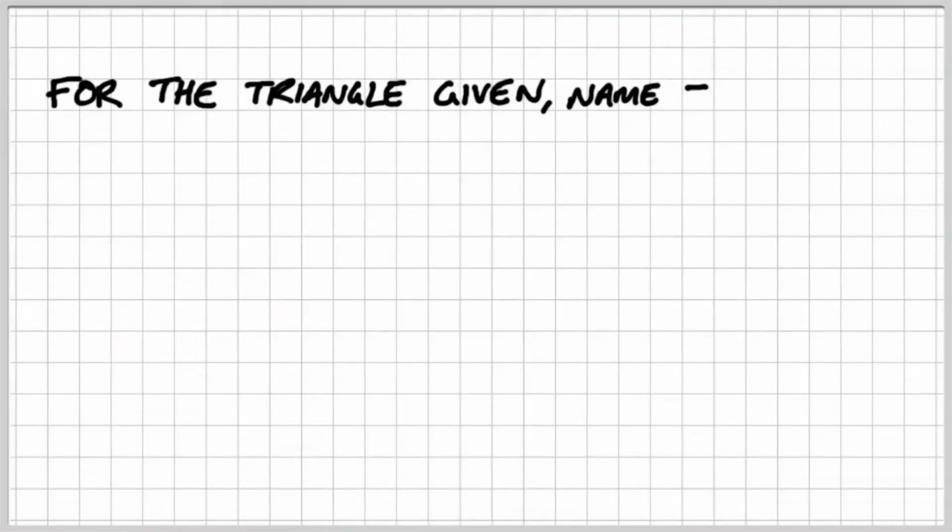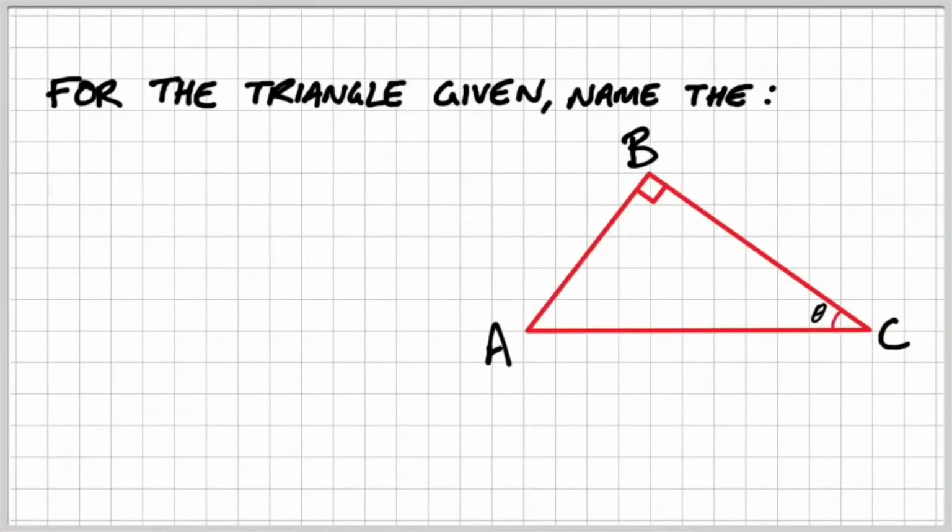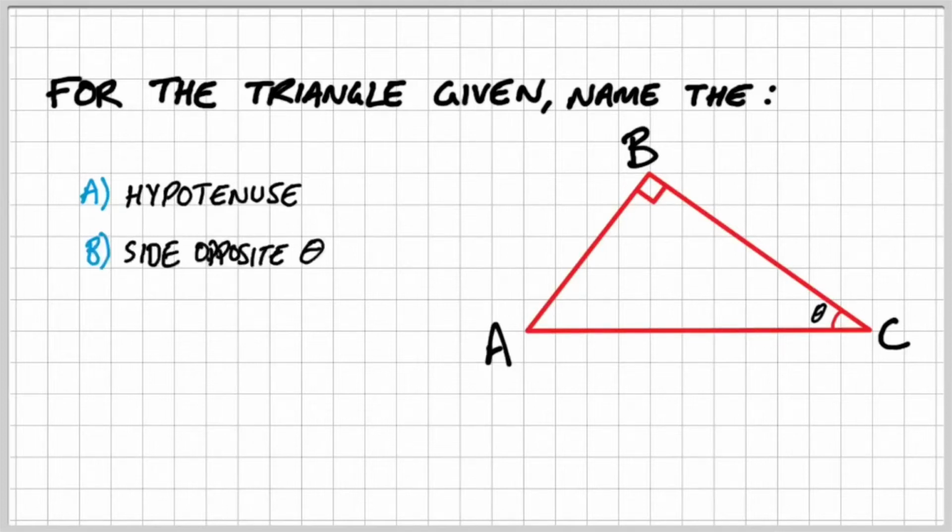Now for the following triangle given, name A, the hypotenuse, B, the side opposite theta, and C, the side adjacent to theta. So just pause the video here and try this for yourself. This is my angle theta. I want you to identify A, B, and C.